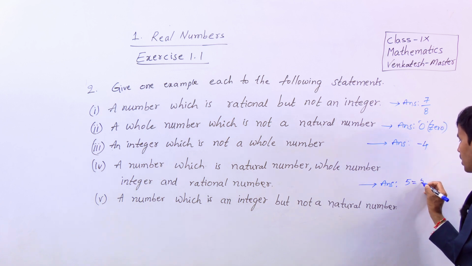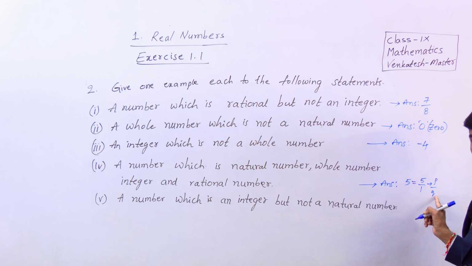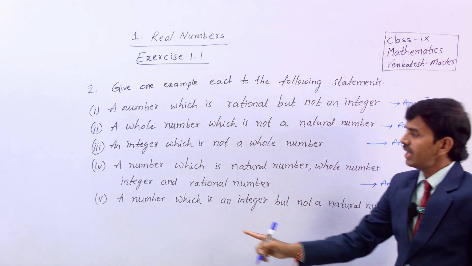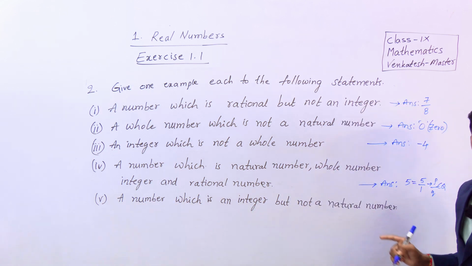Why? Because 5 can be written as 5 by 1, which is in the form of P by Q. Hence it belongs to rational numbers. Like that. Next, a number which is an integer but not a natural number.